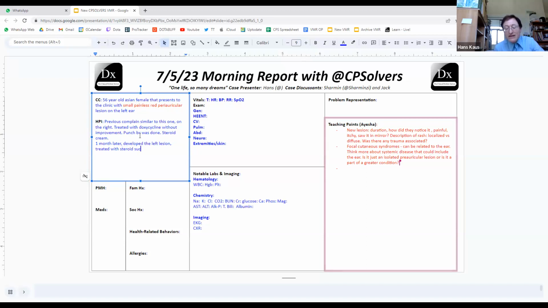Then the patient returned to the dermatologist again about a month later with her right ear pinna developing warmth and swelling, but no pain. Again, a similar lesion. And this time she returned to the physician because her hydrocortisone cream did not work anymore.